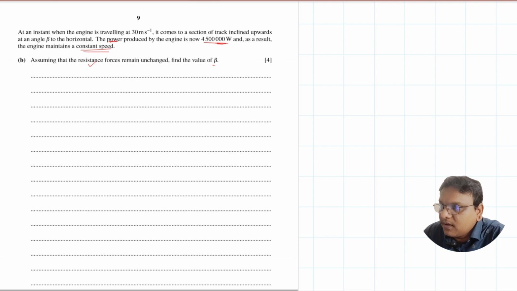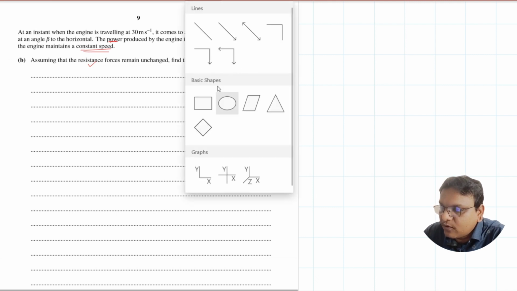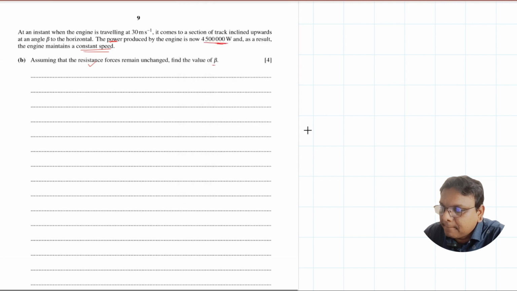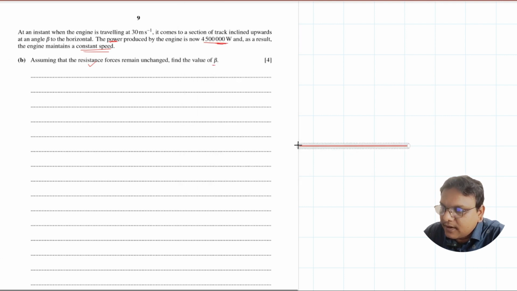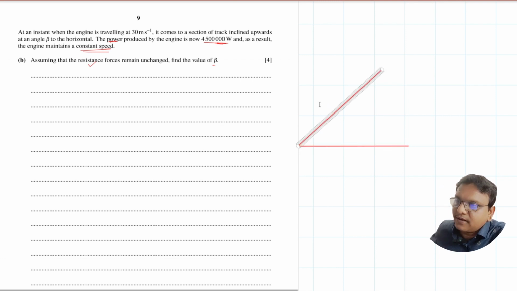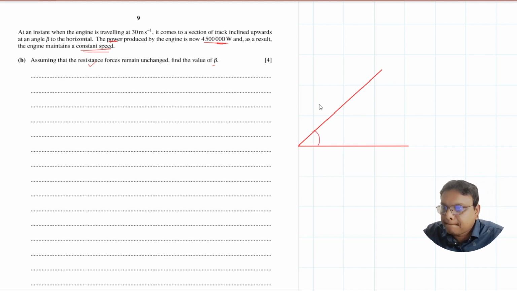So what does it mean? It means, if I try to draw the inclined plane here, this is the ground, and the inclined plane is this one, right? Now as per the question, what is given? This angle is given, that is beta, right?